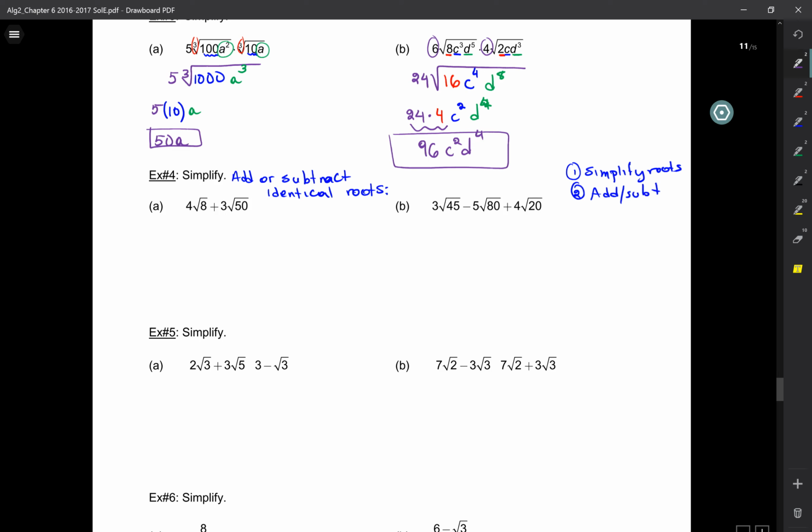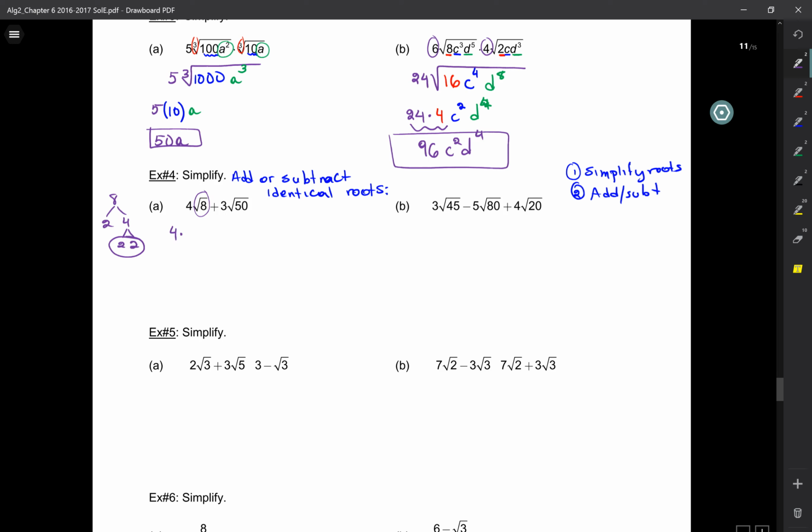All right, so let's simplify these roots. Let's do the root 8 first. 8 is 2 times 4, which is 2 times 2. I'm going to group by 2's. So I already had the 4 from the outside.